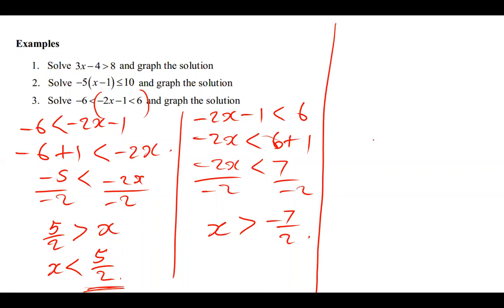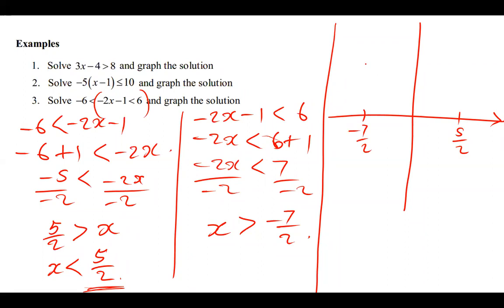So now let's go and sketch this. So sketching this, we have x less than 5/2. So my approximation will be that 5/2 is there. And then x greater than -7/2, so I'll just put it there. Because there's no equal sign on both, I'm going to draw dotted lines on both. When I draw the dotted lines, I'm going to shade the unwanted region.